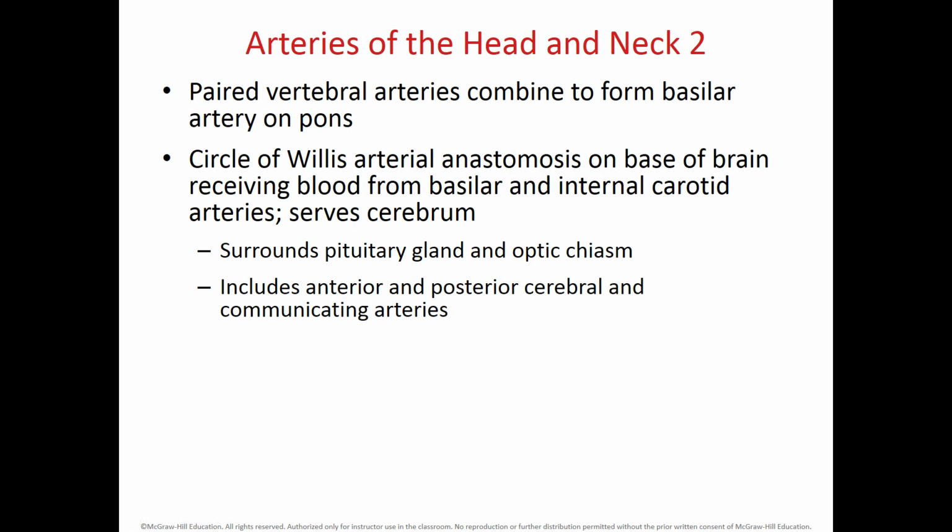So on the right and the left side of our neck, we have the vertebral arteries that will merge to form the basilar artery on the pons. And then this basilar artery, together with branches of the internal carotid, will form in the base of the brain a circle of arteries that we know as the circle of Willis. This moves around the pituitary gland and the optic chiasma. And this circle of Willis will include anterior, posterior cerebral arteries and communicating arteries.